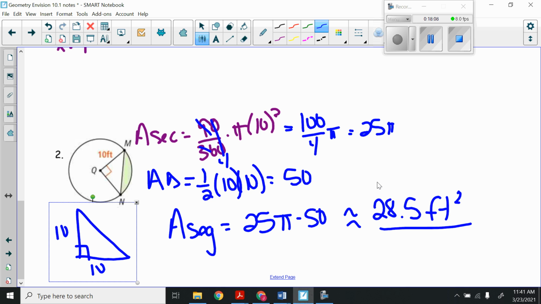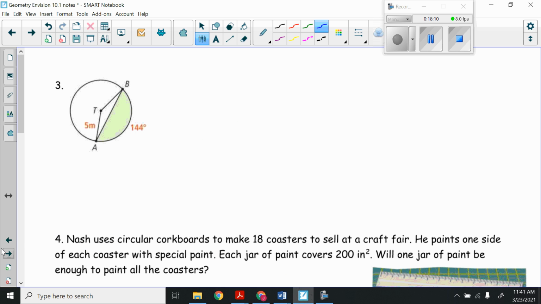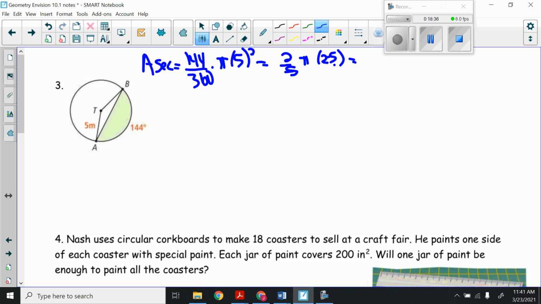All right, last page, number 3. So let's find the area of the sector. Again, that's going to be 144 divided by 360 times pi times 5 squared. So 144 over 360, that's going to reduce to 2/5. Pi times 25. 5 goes in there 5 times, so I get 10 pi.